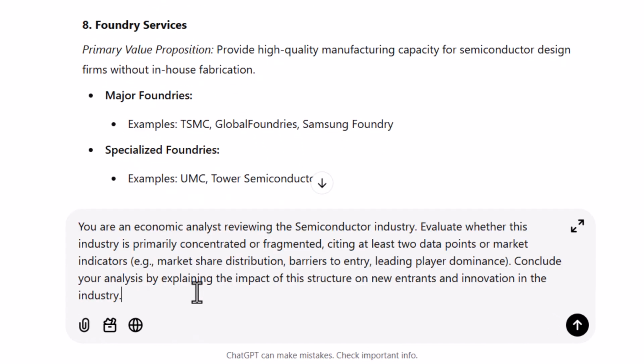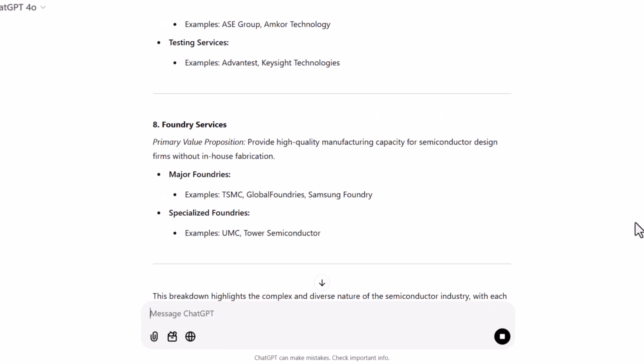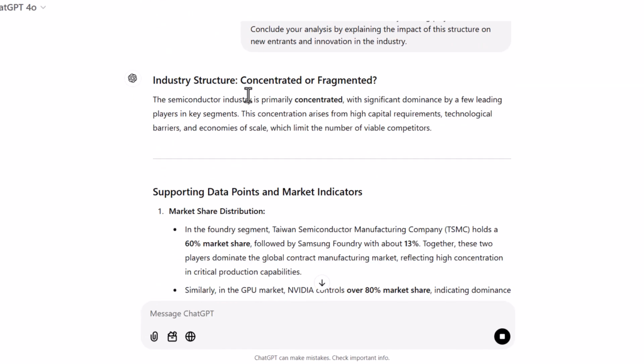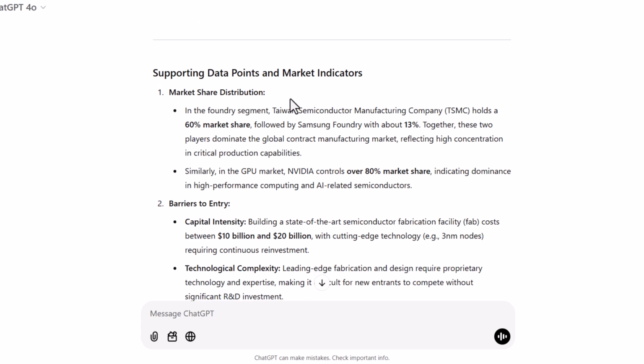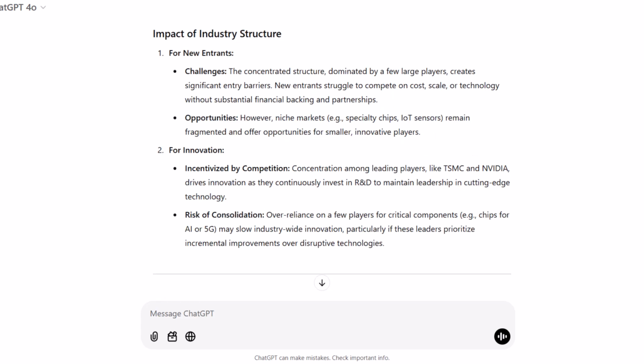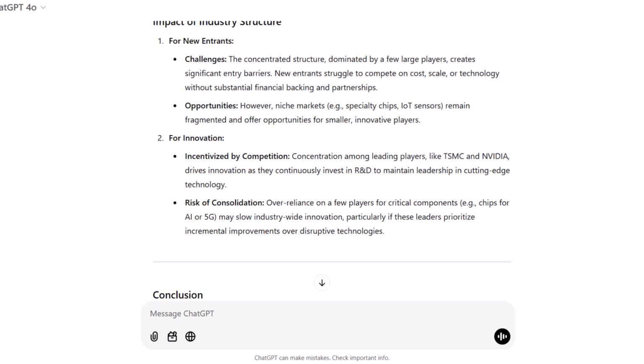And then finally, I'm also going to ask ChatGPT to analyze the structure of the industry. And it's providing a classification as primarily concentrated, significant dominance by a few leading players in key segments. And then it breaks this down, identifying Taiwan Semiconductors as a dominant foundry company, NVIDIA as dominant in the GPU market, talks a little bit about barriers to entry, and some other competitive information.